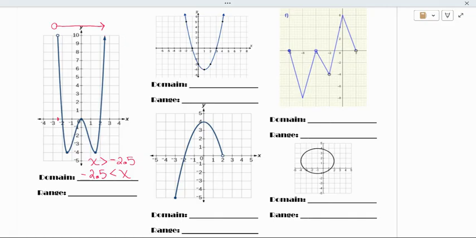Let's look at our range. I have to start with the smallest number. The lowest value of my range has a closed circle. Do you guys see that? And then I'm going to see how high it goes. When I get to the very top, do I have a closed circle, open circle, or an arrow?